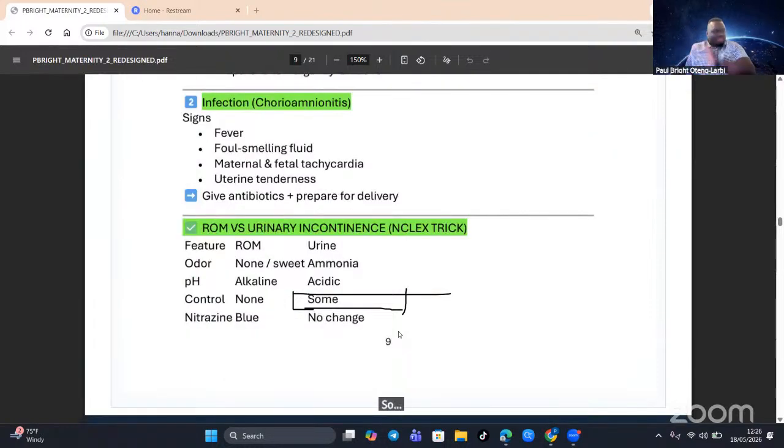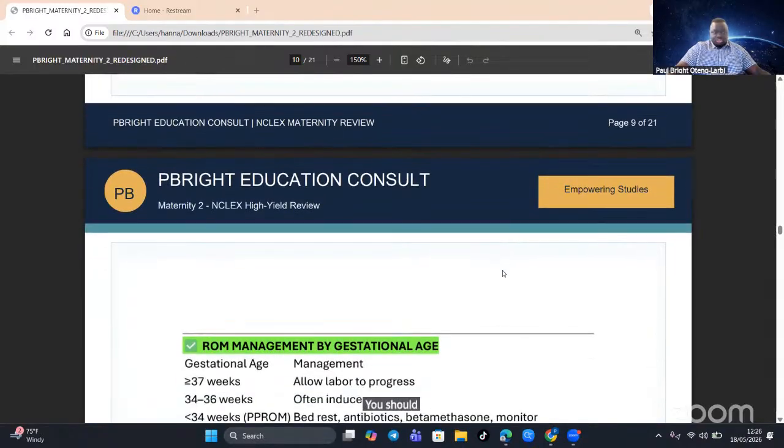So we know the rupture of the membranes. We know the urine is always acidic, and the amniotic fluid is alkaline. So you do your nitrazine test. That is what you should know.